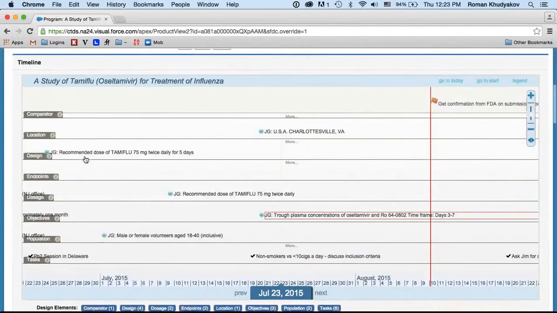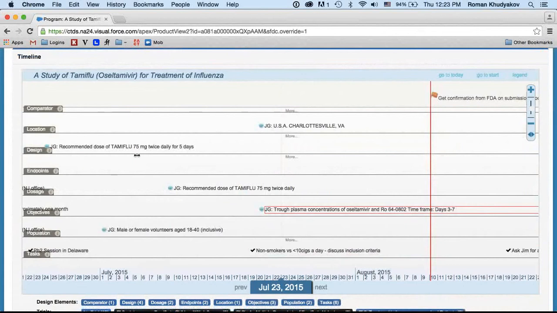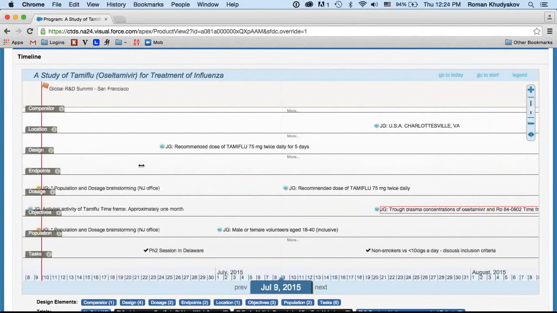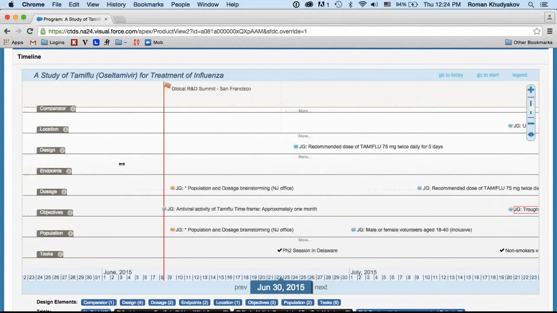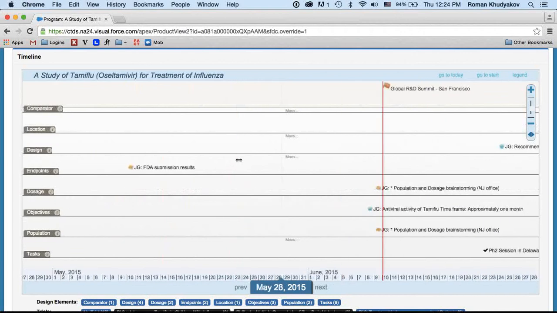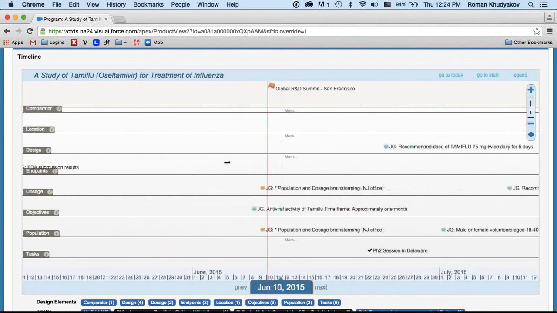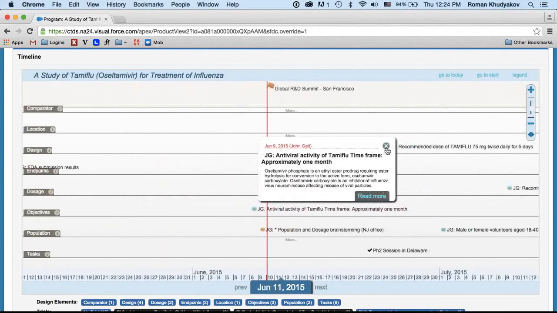The timeline is a fully interactive way to understand when the decisions are made, who was the author of those decisions, what was the knowledge collected behind those decisions, and are there any documents supporting those decisions. And you can literally scroll back and forth in time and understand who was making those decisions at that time.